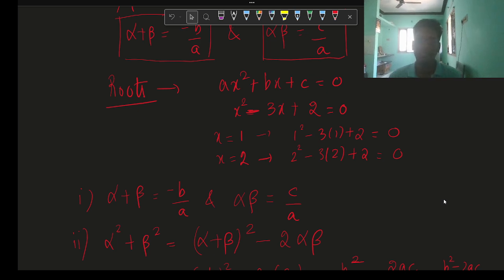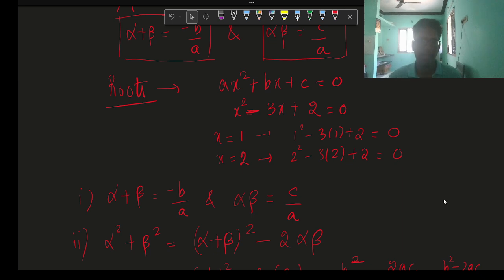In order to get a product of 2, I should multiply 1 and 2. That's the best option. And if I add 1 and 2 together, I would get the answer as 3. So yes, it's matching. In this way, you have to match it up through trial and error method, and you can factorize that easily, and you can get the roots that easily.